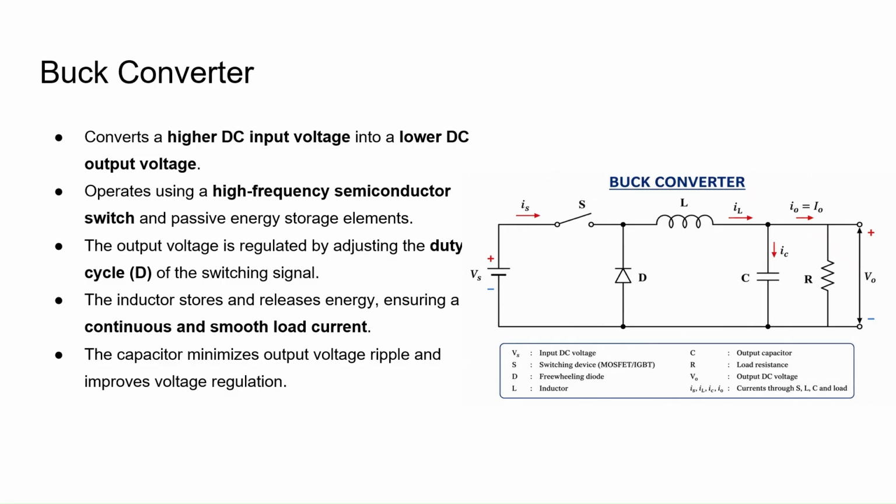So this is the circuit diagram of a buck converter. I have indicated all the notations over here. Vs is the input voltage, S is the switching device, which can be a MOSFET or IGBT. D is a freewheeling diode. L indicates the inductor. C indicates the output capacitor. R indicates the load resistance. V0 is the output voltage. Is is the current through the switch. IL is the current through the inductor. IC is the current flowing through the capacitor, and I0 is the current flowing through the load.